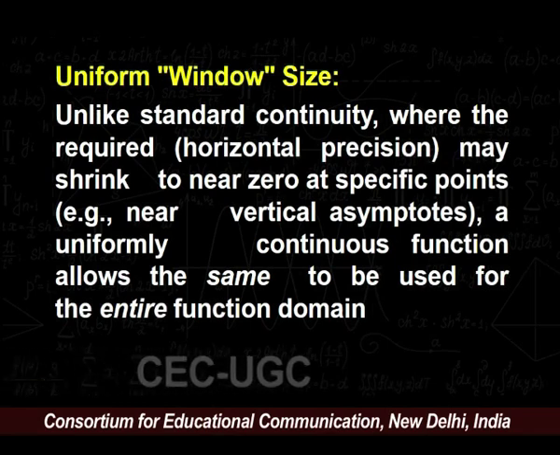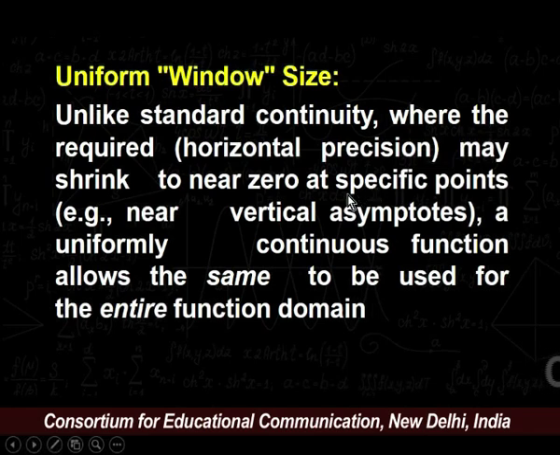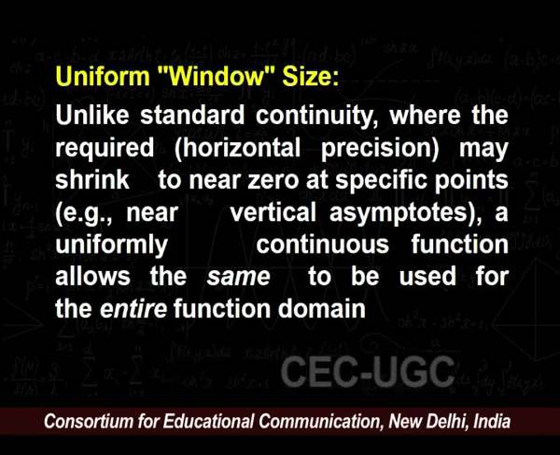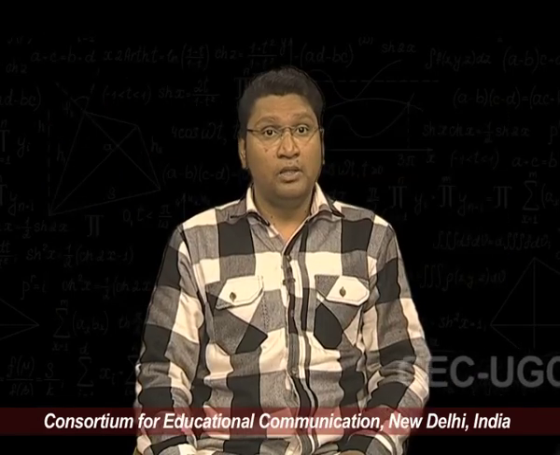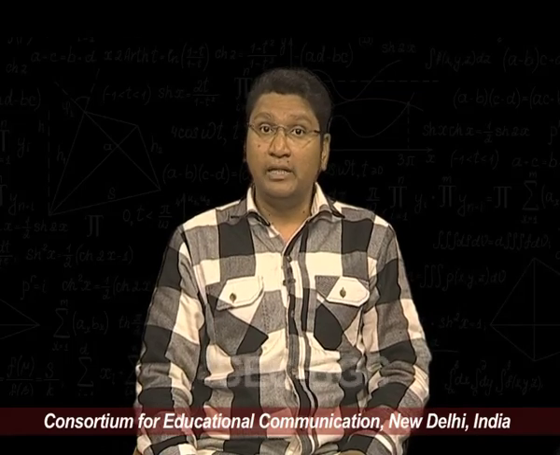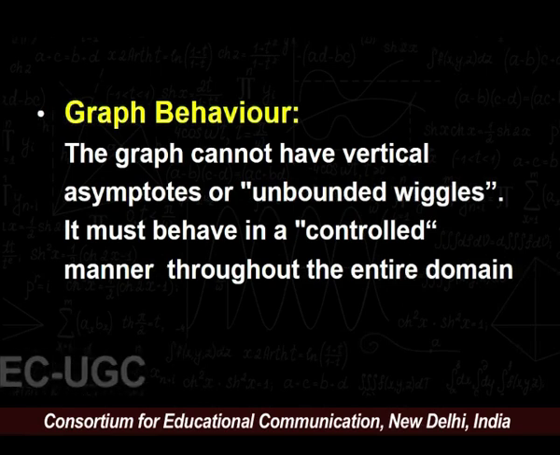Uniform window size: unlike standard continuity, where the required delta, that means the horizontal precision, may shrink to near 0 at specific points, that is near vertical asymptotes, a uniformly continuous function allows the same delta to be used for the entire domain. Bounded slope: if a function is uniformly continuous, it generally cannot have infinite vertical steepness on a bounded interval. The graph cannot have vertical asymptotes or unbounded wiggles. It must behave in a controlled manner throughout the entire domain.